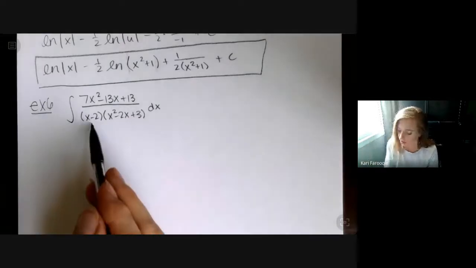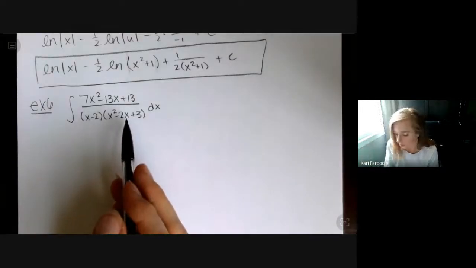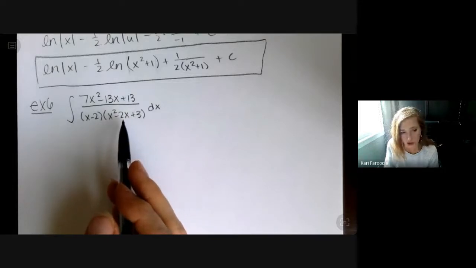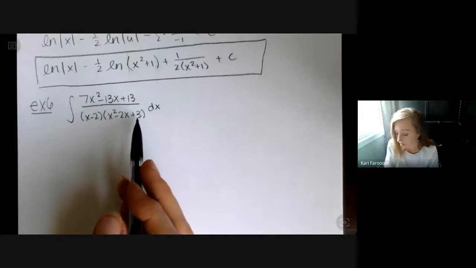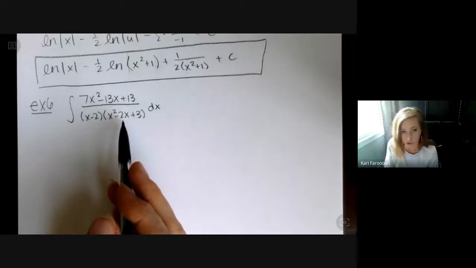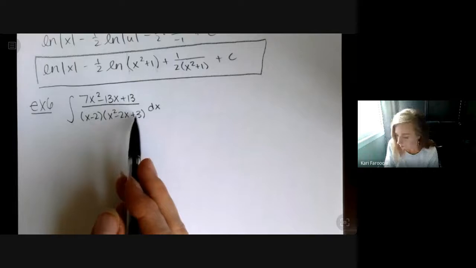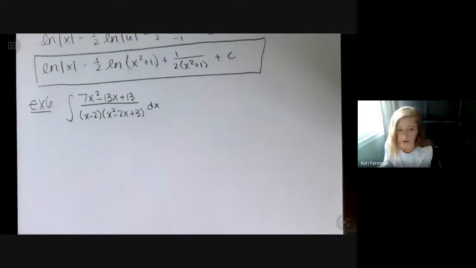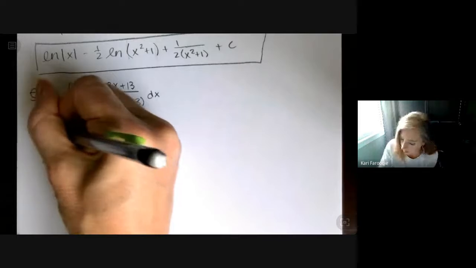This is a linear factor. This is a quadratic factor. It's not factorable. You can't find two numbers that multiply to give you positive 3 and add to give you negative 2. It'd have to be negative 3 and negative 1, but those add to negative 4. So if this was negative 3, you'd have a different situation here, but it is not. Alas, you are stuck with what you have. So let's go ahead and set this up.